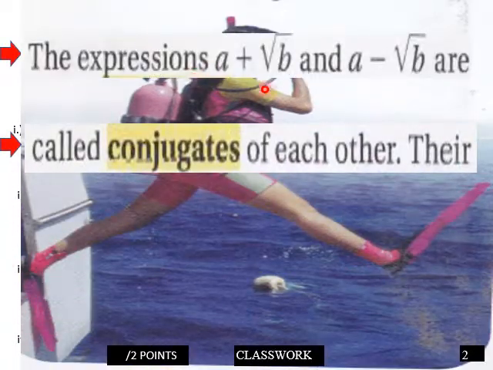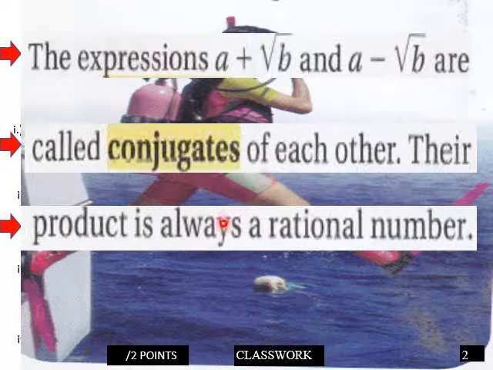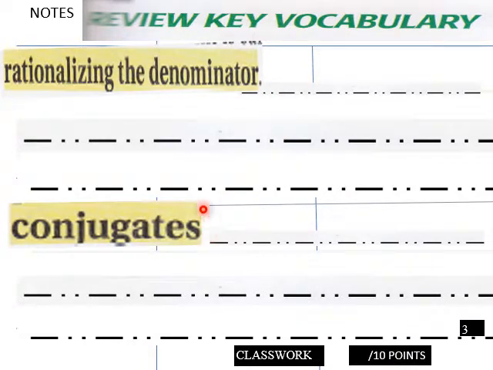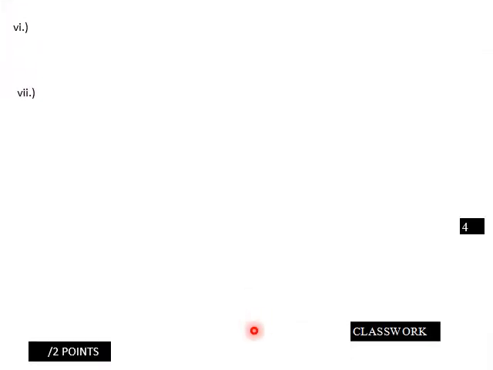The expressions a plus square root of b and a minus square root of b are called conjugates of each other. Their product is always a rational number. Students, in your own words, define rationalizing the denominator and conjugates for 10 points. And this is on your classwork sheet, page 3 today. Classwork.